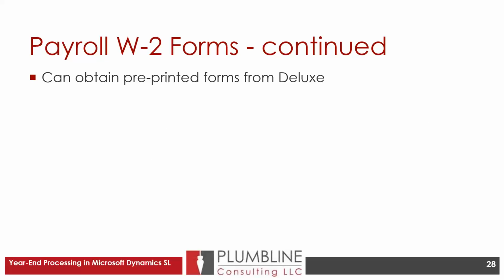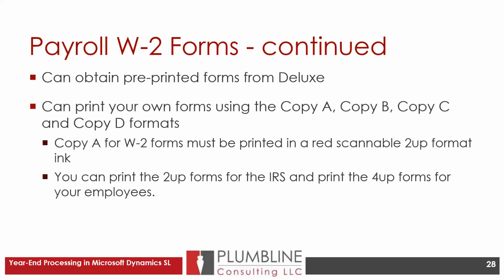You can obtain pre-printed forms from Deluxe or possibly your local office store. You can print your own forms by using copy A, copy B, copy C, and copy D formats. The copy A for W-2 forms must be printed in the red scannable 2-up format ink. And you can print the 2-up forms for the IRS and print the 4-up forms for your employees.